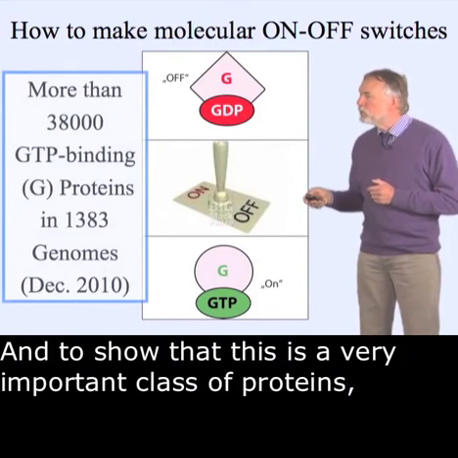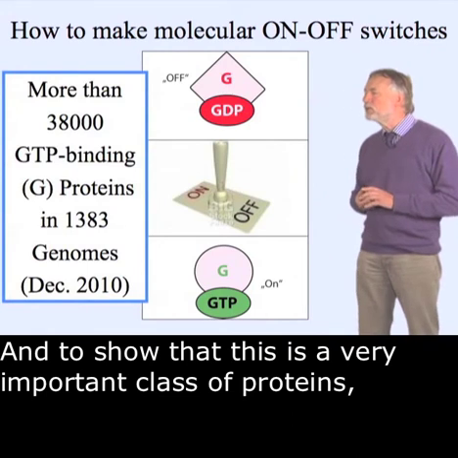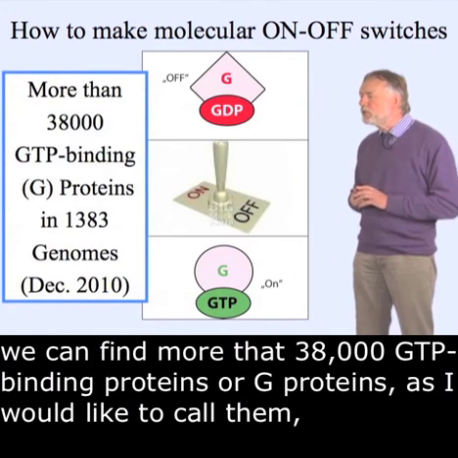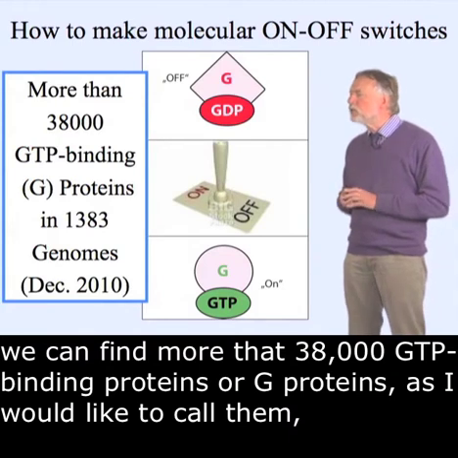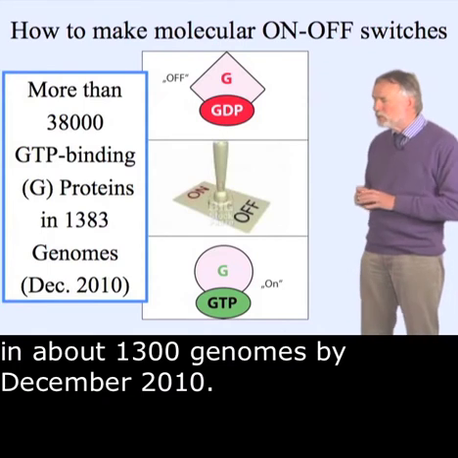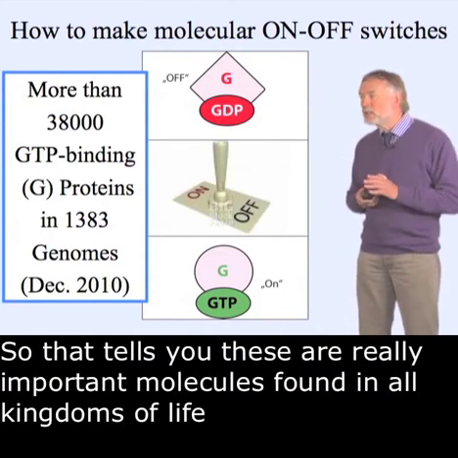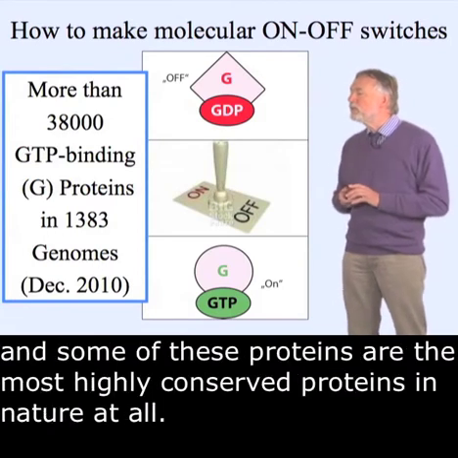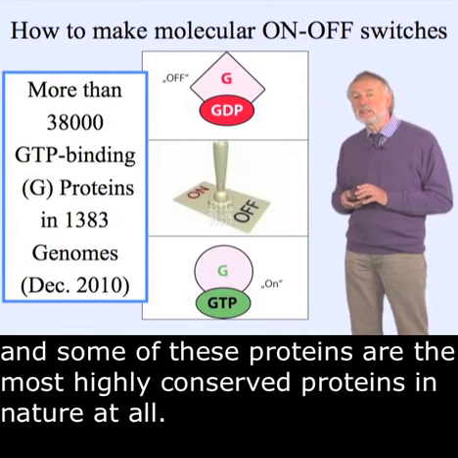And to show that this is a very important class of proteins, you can find more than 38,000 GTP binding proteins, or G proteins as I would like to call them, in about 1,300 genomes by December 2010. So that tells you these are really important molecules found in all kingdoms of life, and some of these proteins are the most highly conserved proteins in nature at all.